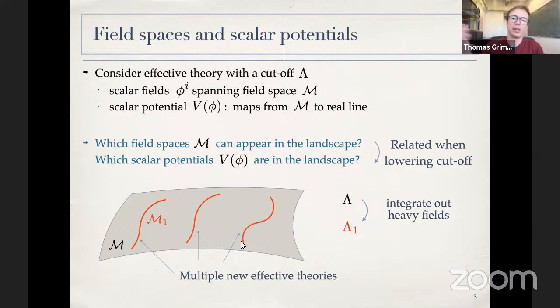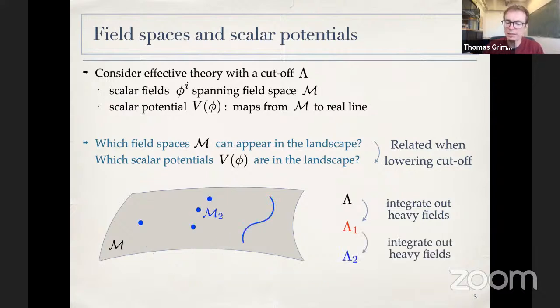It could be that one of these fields has a potential which has multiple minima, and therefore I get multiple effective theories depending on which minimum I'm choosing to expand the new effective theory, and so on. So in this cartoon here, I've shown that a two-dimensional field space gets reduced to a one-dimensional field space.